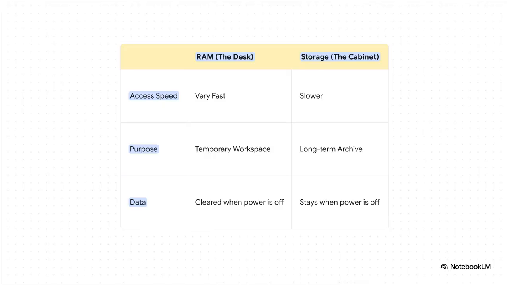And this is the key difference you gotta get. RAM, the desk, is super fast access because it's right there, but it's temporary. When you turn the power off, the desk gets wiped clean. Storage, the filing cabinet, is a little slower to pull from, but it's permanent. So the workflow is this. The CPU pulls a file from the filing cabinet and puts it on the desk to actually work with it.